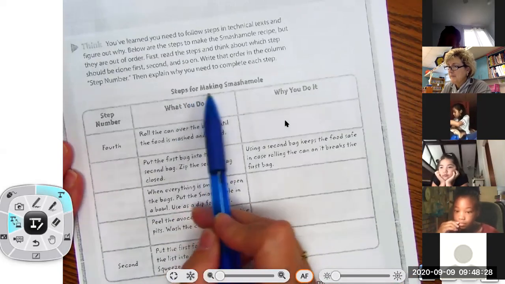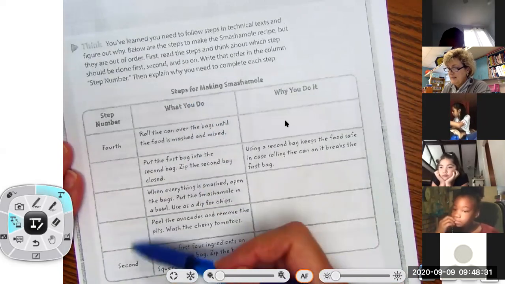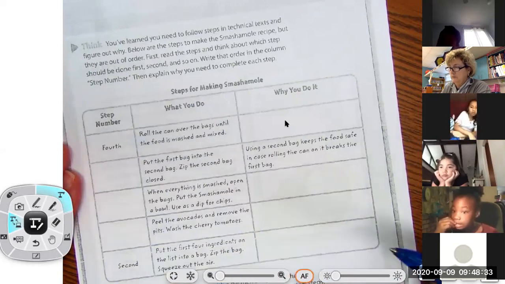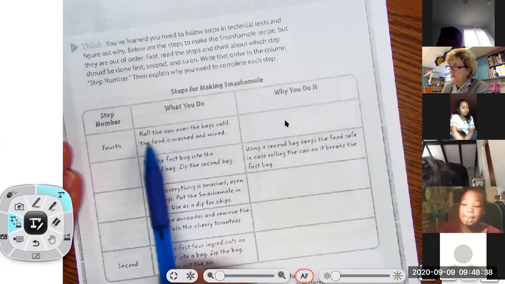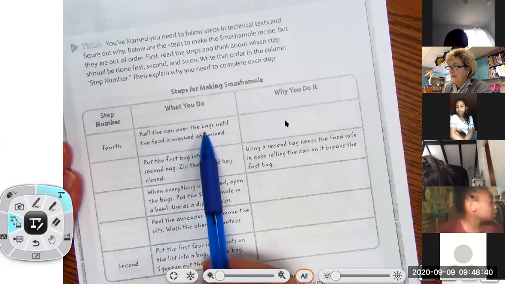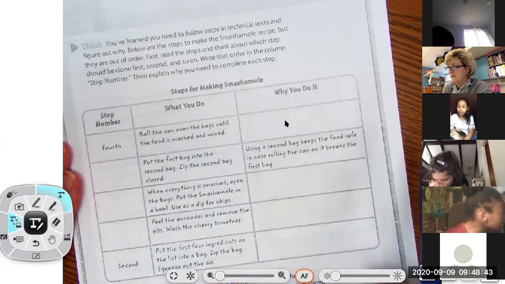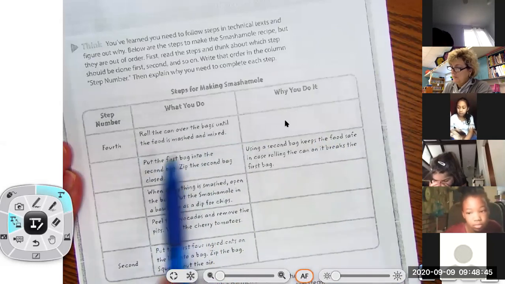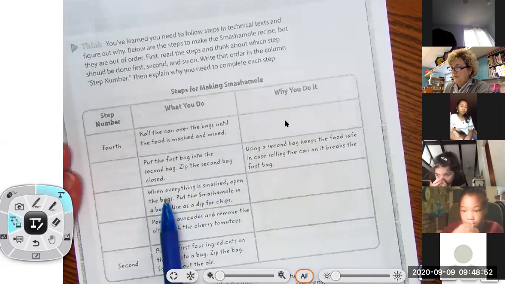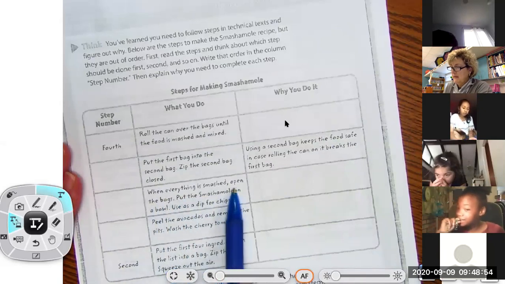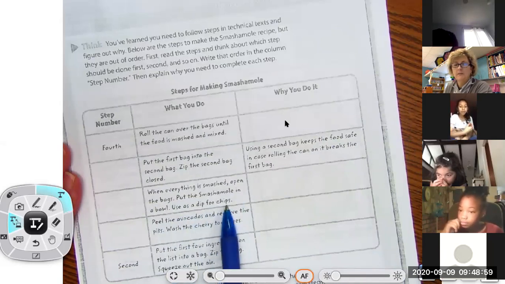And it says the steps for making this. These steps are not in order right now, so we got to put them in order. We got to figure out what order they go in. It says what to do: roll the can over the bag until the food is smashed and mixed. That's not going to be first. Put the first bag into the second bag and zip the second bag closed. When everything is smashed, open the bag, put the Smash-Ola in a bowl, use a dipper for chips. That sounds like to me that would be the last step, right?